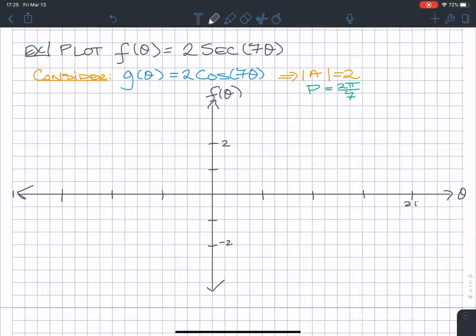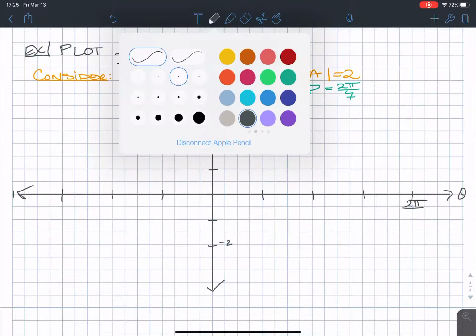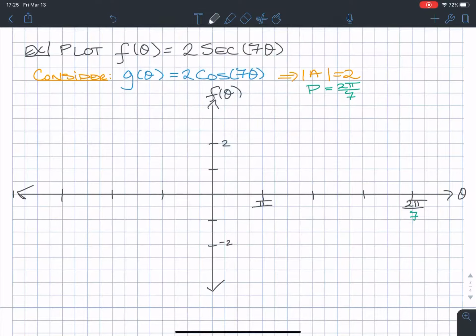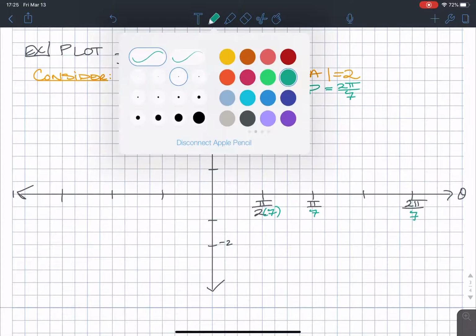Okay, so this is 2 pi divided by 7, and pi over 2 divided by 7, then pi divided by 7, then 3 pi over 2 divided by 7. So going backwards, these correspond to negative pi over 14, negative pi over 7, negative 3 pi over 14, and negative 2 pi over 7.